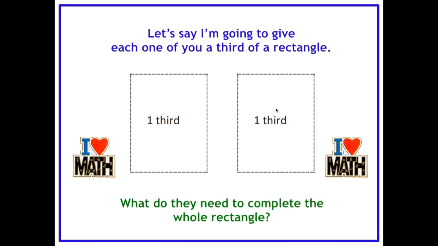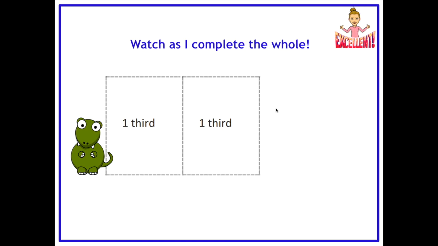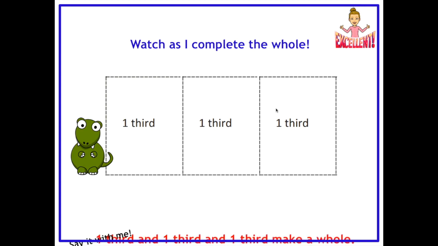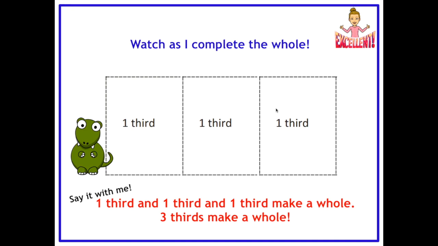So what do we need to complete the whole rectangle? Watch as I complete the whole. That's right, we needed 1 more third. Now say it with me. 1/3 and 1/3 and 1/3 make a whole. 3/3 make a whole.